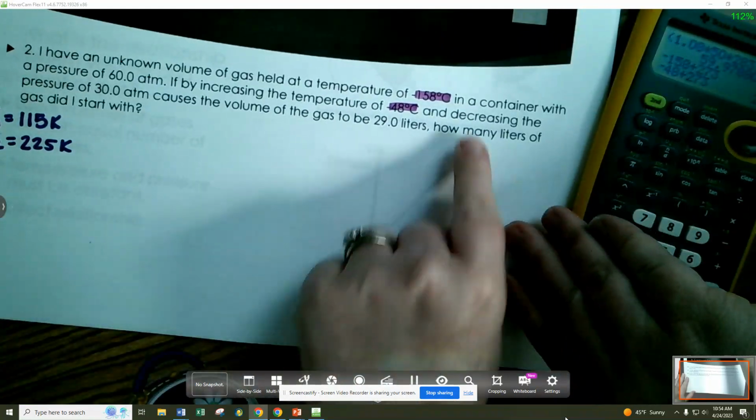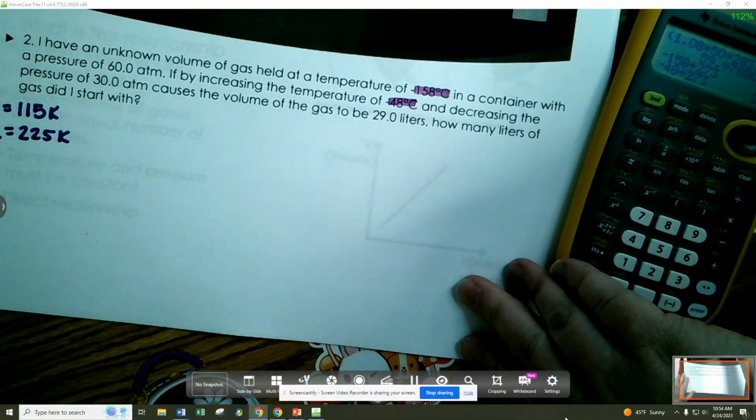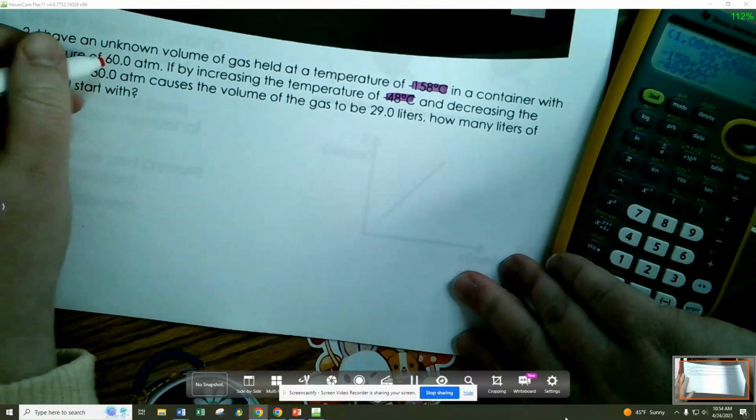It looks like it says it started in a container at a pressure of 60 atmospheres and talks about the pressure dropping to 50, or 30, not 50.